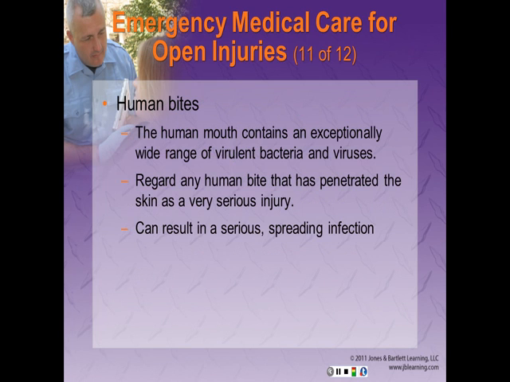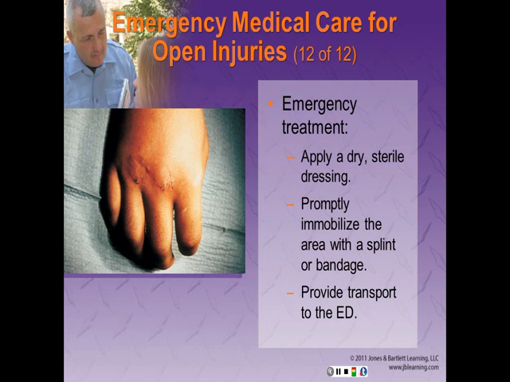The human mouth contains an exceptionally wide range of virulent bacteria and viruses, more so than even the small animal's mouth. You should regard any human bite that has penetrated the skin as a very serious injury, and this can result in a serious spreading infection. Emergency treatment consists of the following. Apply a dry, sterile dressing. Promptly immobilize the area with a splint or bandage and provide transport to the emergency department for surgical cleansing of the wound and antibiotic therapy.